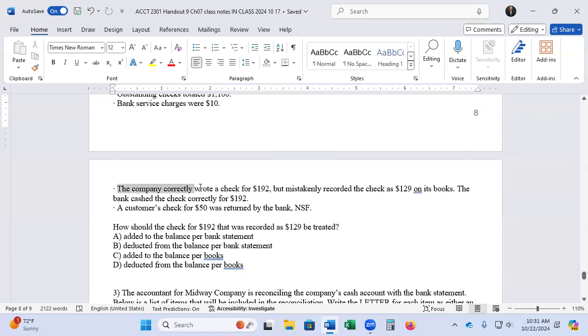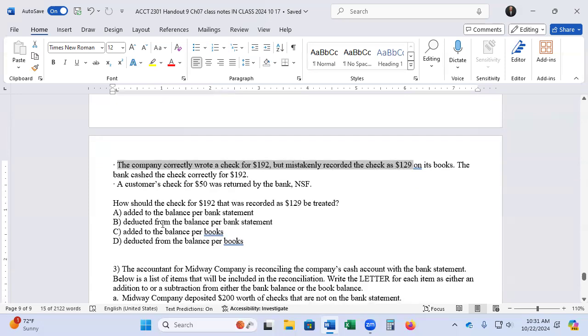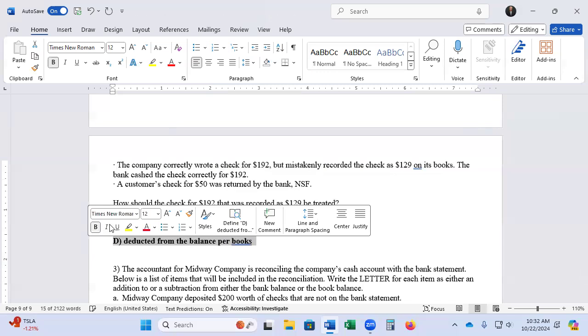It says the company correctly wrote a check for $192, but mistakenly recorded the check as $129 on its books. So that means we're showing that we have more cash than we really do. And we're also showing that we still owe whoever it is another $68 or 70 bucks, whatever that difference is. And since it's our error, it's going to be adjusted on the books. It's just a question of whether it's added or deducted. In this case, we know our cash balance should be lower, so we have to deduct it from the balance per books.